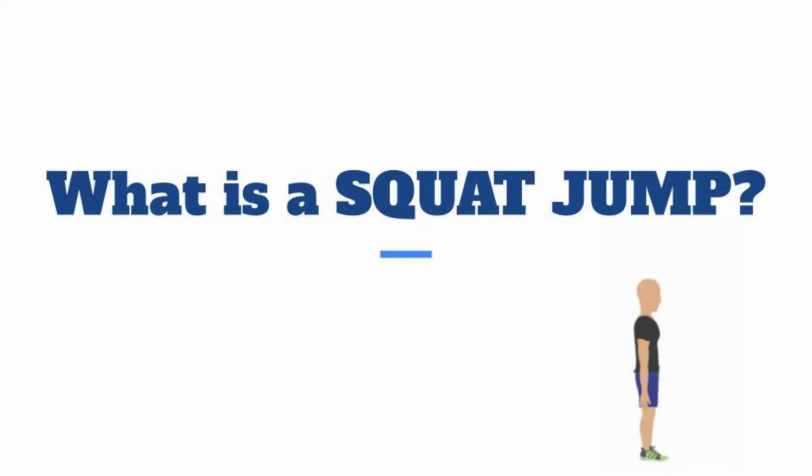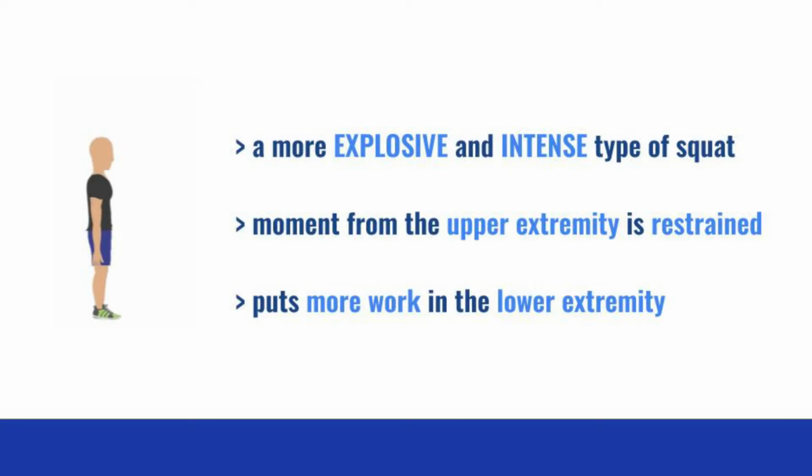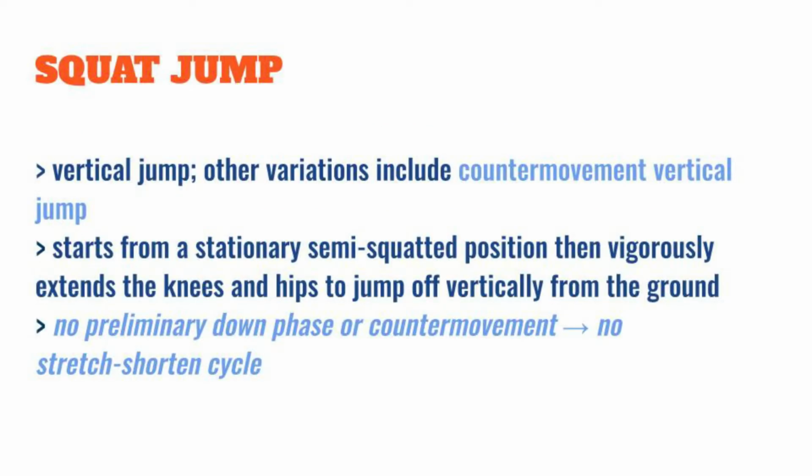What is a squat jump? The squat jump is an explosive and more intense version of the squat. Also, the squat jump is a type of vertical jump wherein the movement from the upper extremity is restrained. For this reason, the loss of force from the upper extremity makes the load and task of the lower extremity larger, thus requiring more force from the lower extremity. That is why this type of exercise is usually done by athletes who want to put more work in their lower extremity. The squat jump is a variation of a vertical jump.